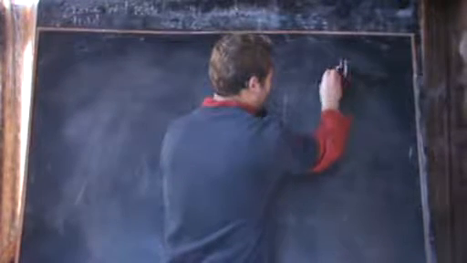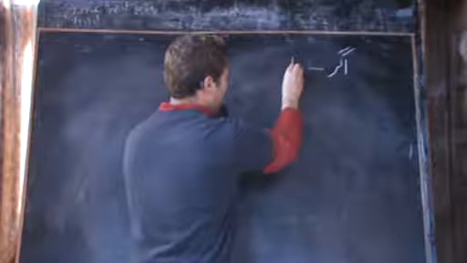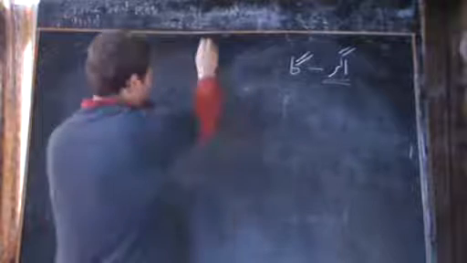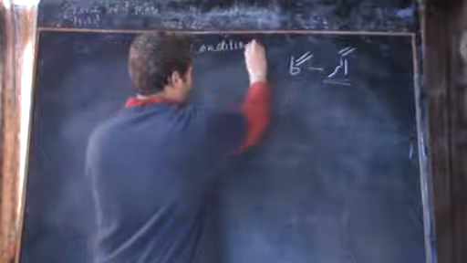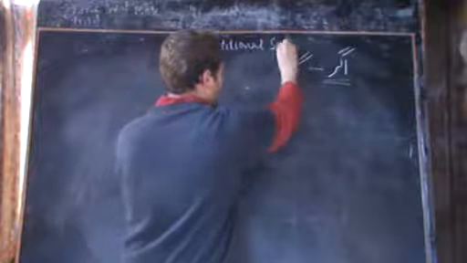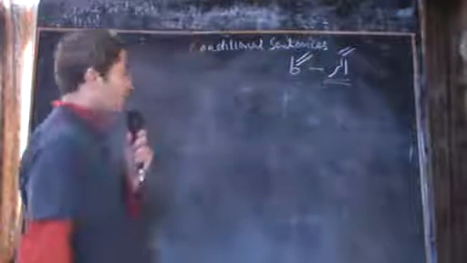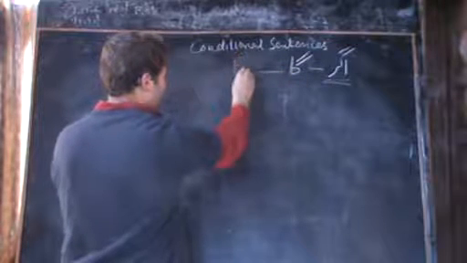Let me write here "agar", and the first part ends at "ga". If the sentence starts with "agar" and the first part ends with "ga", I'll write here: conditional sentences. The first part starts with "agar" and ends at "ga". The next part also ends at "ga".